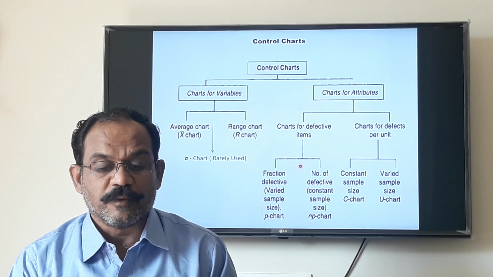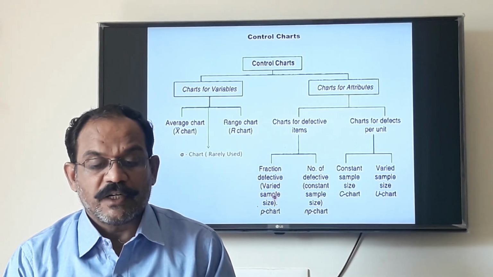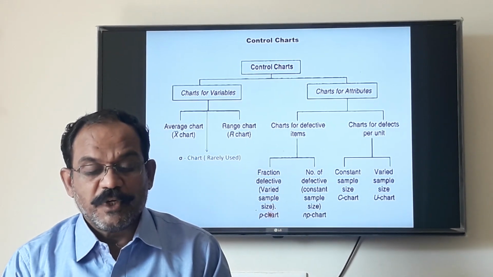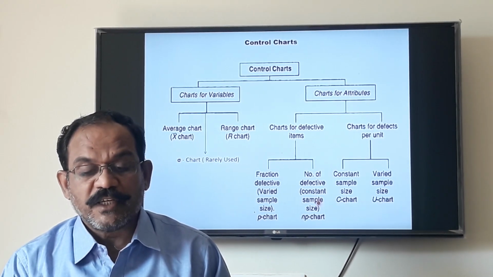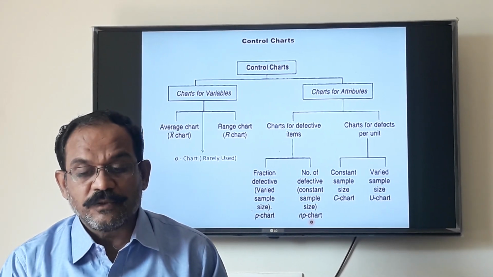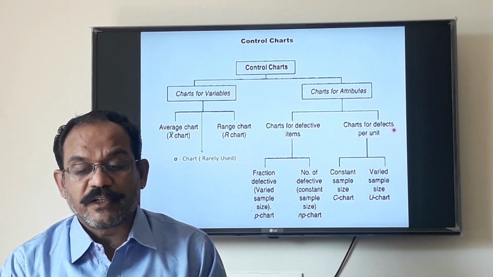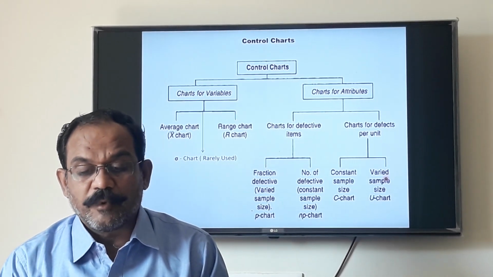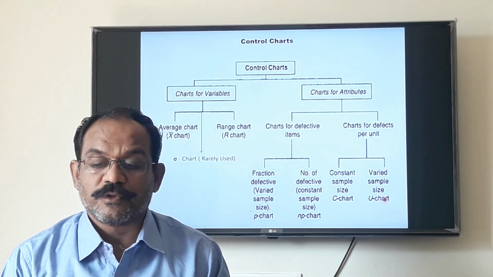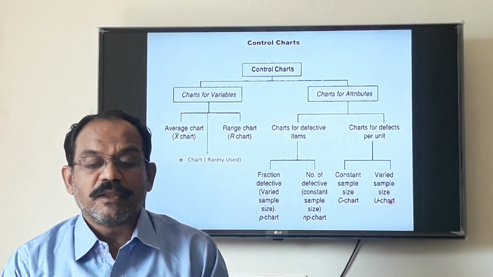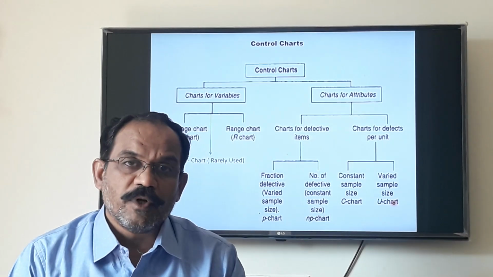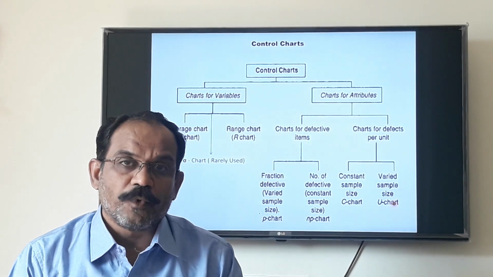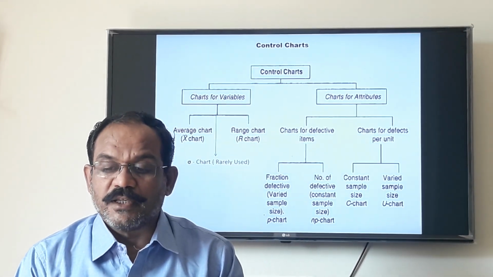Here, the chart for defectives, the fraction defective, is for varied sample size. When the sample size is variable, then the P chart is used. For constant sample size, for defectives, the NP chart is used. Now for charts for defects per unit, for constant sample size, the C chart is used. For variable sample size, the U chart is used. Now we will discuss all these charts in detail: how to calculate the limits of the chart, how to calculate the mean of the chart, how to plot the chart, and all those things we will discuss one by one.